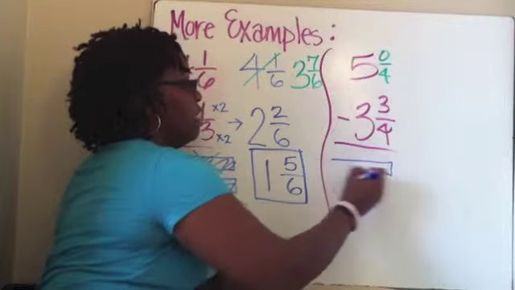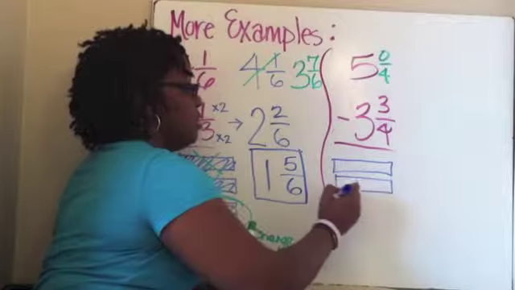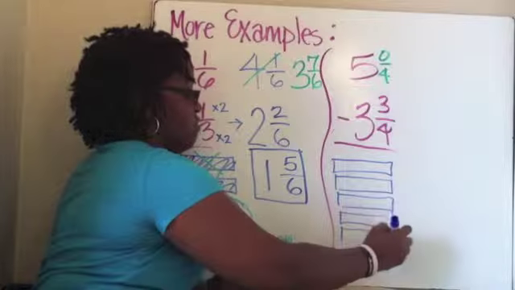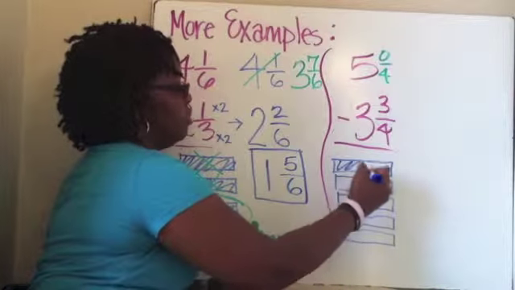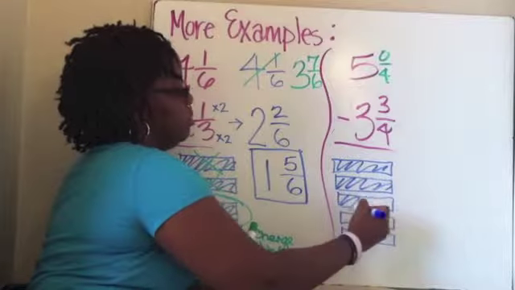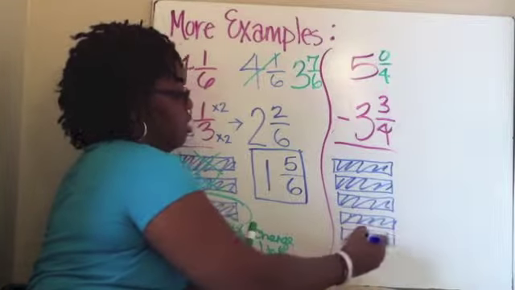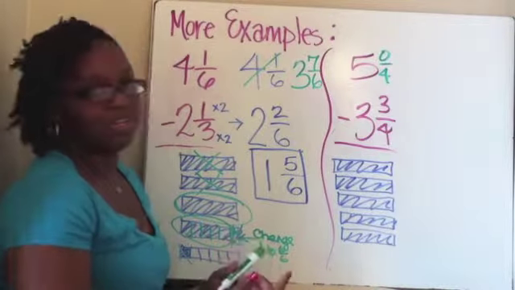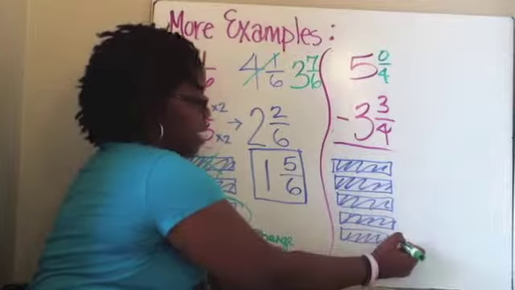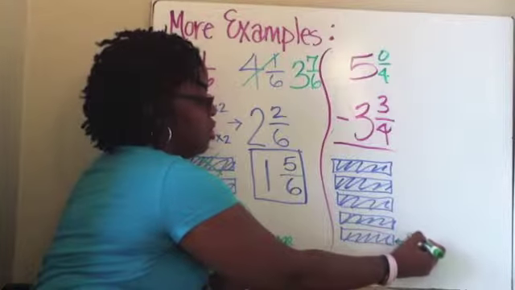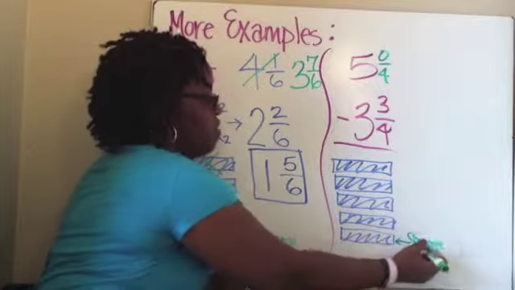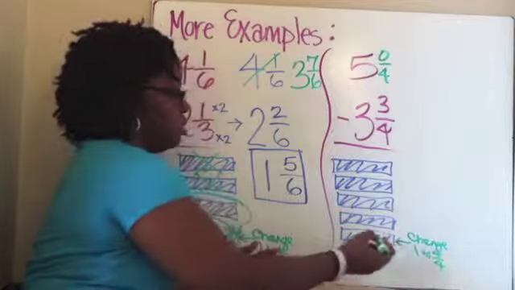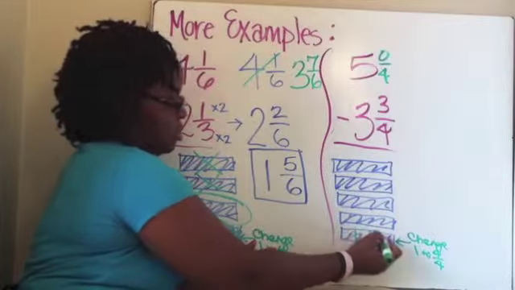And again, just while we're developing this concept, if you need it, I'm going to draw the model. If you don't need it, feel free to fast forward. Okay, so I've got 5 wholes. 1, 2, 3, 4, 5. We need to take away 3 wholes and 3/4, but I don't have any fourths to take away. So the way I get those fourths is borrowing or changing one of my wholes to fourths, which would be 4/4. Okay, so I'm just going to divide it up into fourths.